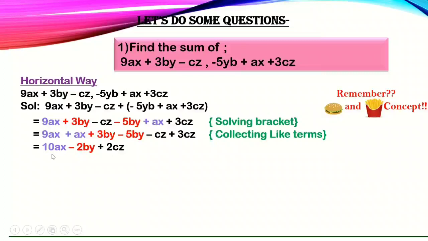9ax plus ax, 10ax, like terms added. Same, 3by minus 5by, different signs. Subtract and put the greater number's sign. And again, minus cz plus 3cz. Subtract and put the greater number's sign. So, plus 2cz. You should notice here that we are just operating with the coefficients. Please note here that when nothing is written with the variable, there is 1 written over there.